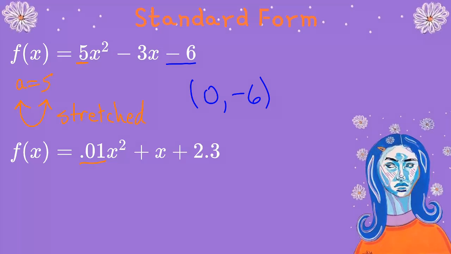For the next function, an a value of 0.01. It's positive, so it's opening up, but it is seriously compressed. The closer you get to 0, the more compressed the parabola will be. This tells us that we have a y-intercept at (0, 2.3).